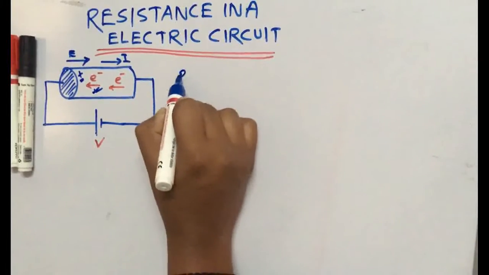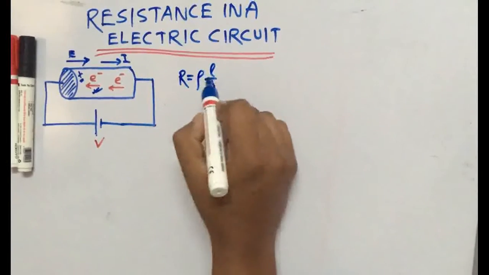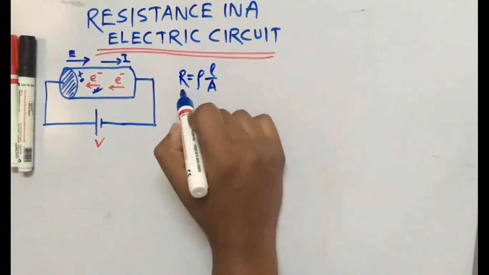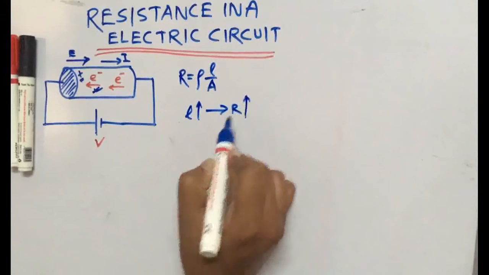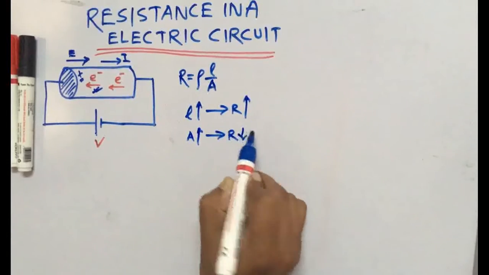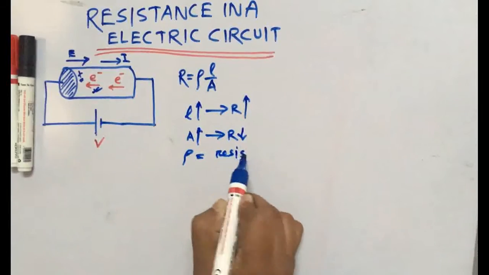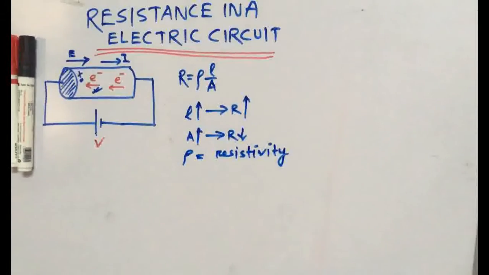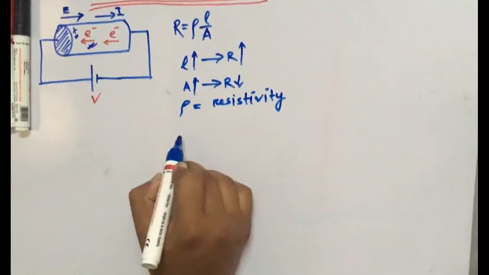Now what is the value of resistance? It is rho L by A. If the length of the conductor increases, R will increase, and if the area increases, resistance will decrease, and rho is called the resistivity of the conductor.